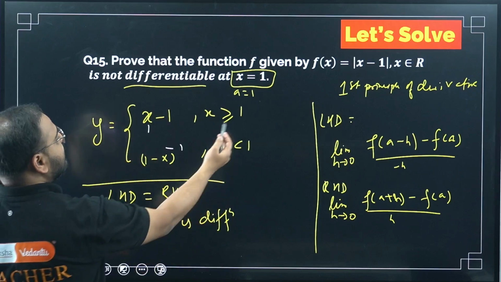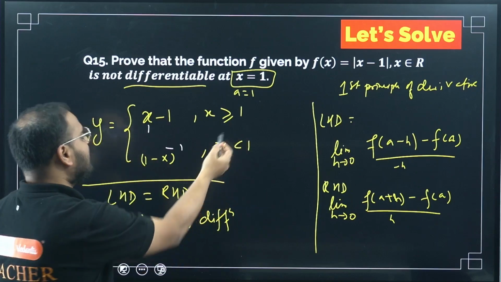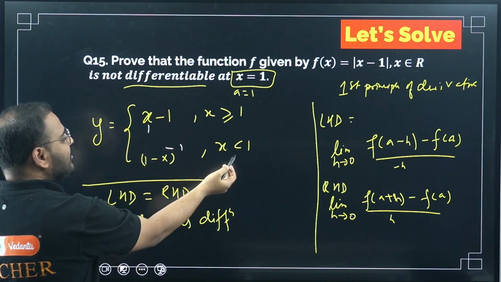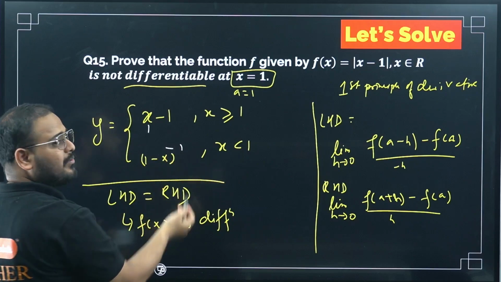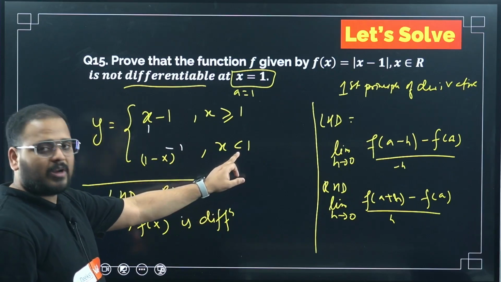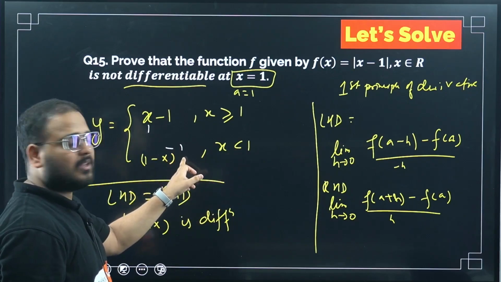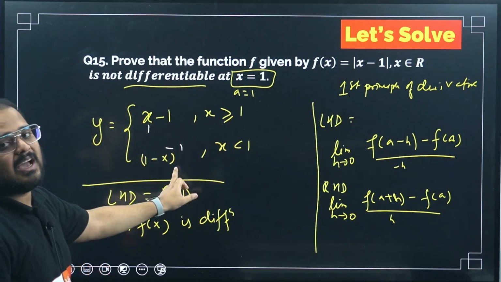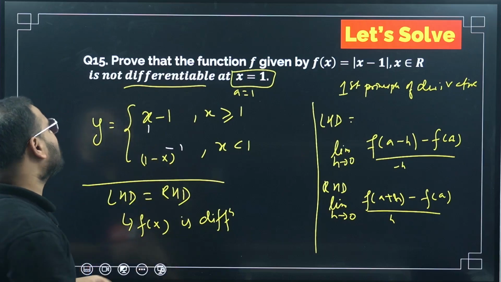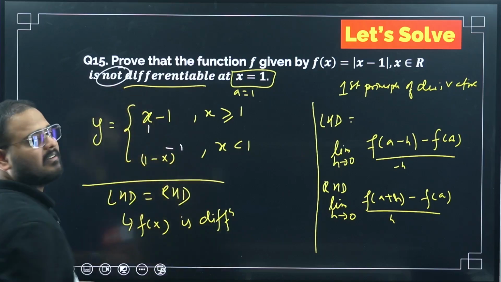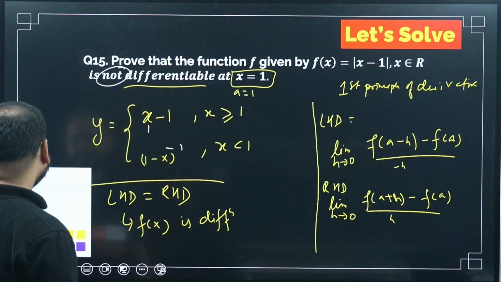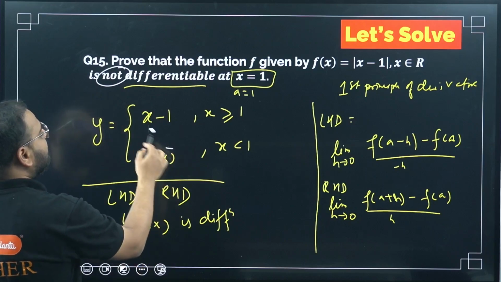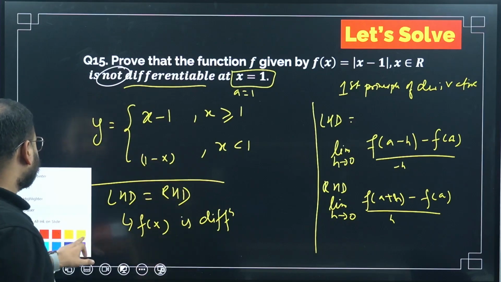Check here. This is my RHD, right? More than 1 means RHD. RHD means what? RHD is 1. What is my LHD? LHD is minus 1. Are they equal? Before 1 means LHD minus 1. Is it equal? RHD 1. So at 1 what is it? 1. So RHD is 1. LHD is minus 1. They are not equal. Means not differentiable. Directly I can write it. But let's check with the help of first principle.